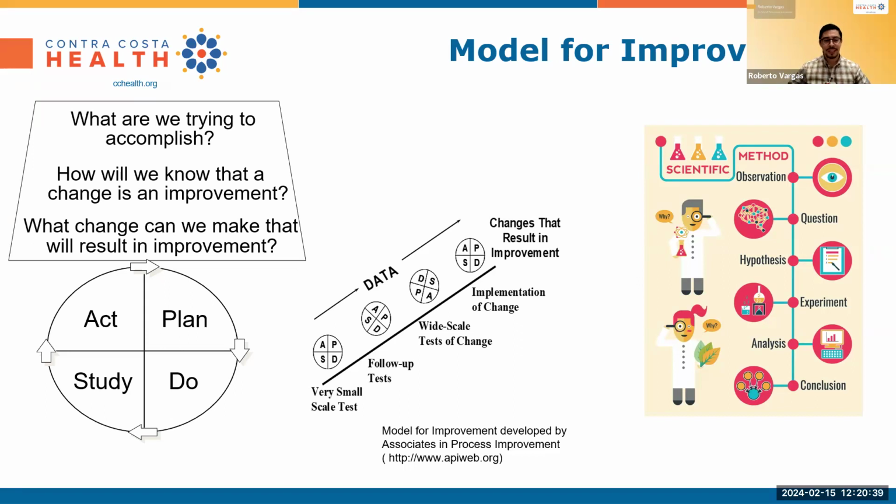We're testing in other sites. So like this says, very small scale test, follow-up tests until we really figure it out. Do we like it? Do we not? Then we go ahead and spread to wide scale tests of change, and then implementation of change, because now we're done with our testing. We're actually saying, yeah, that's the solution. And now I'm going to implement it, and I'm going to ensure there's built-in sustainability.